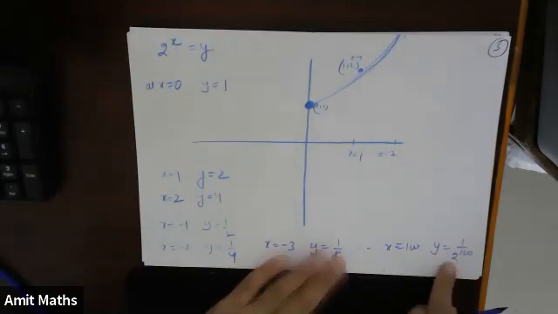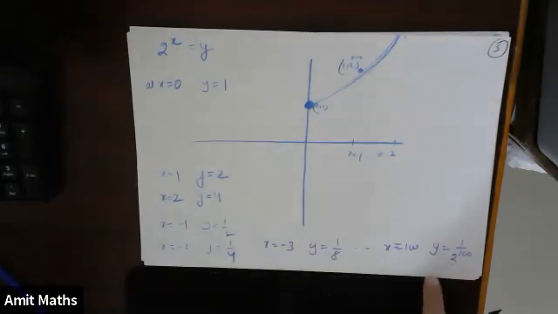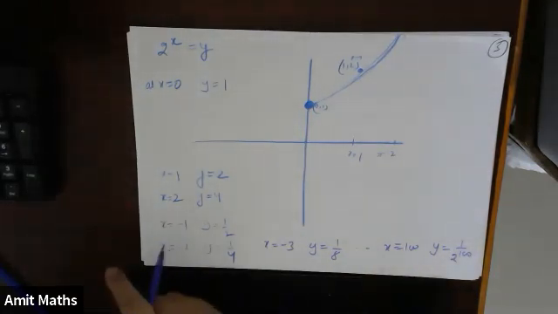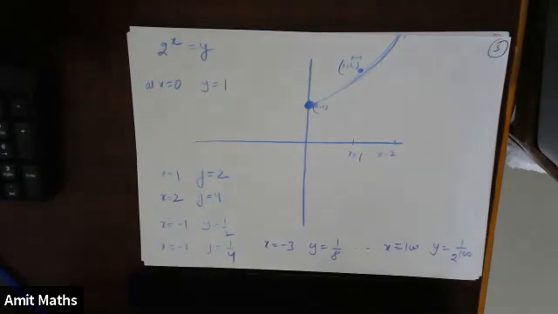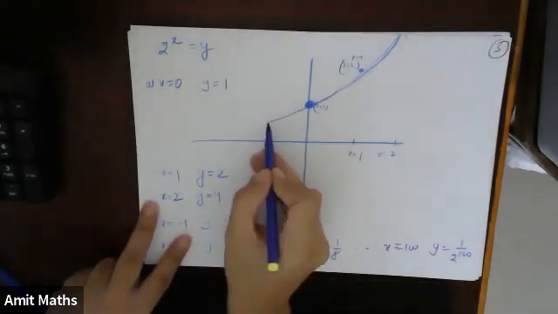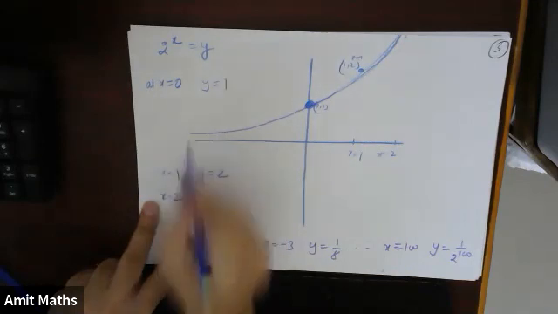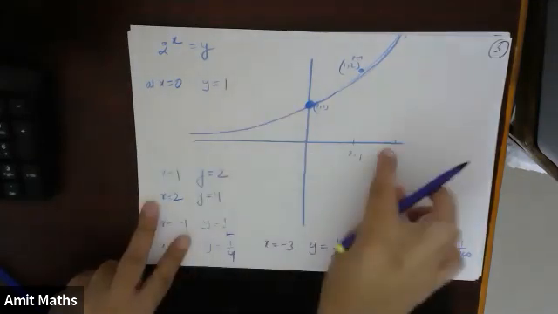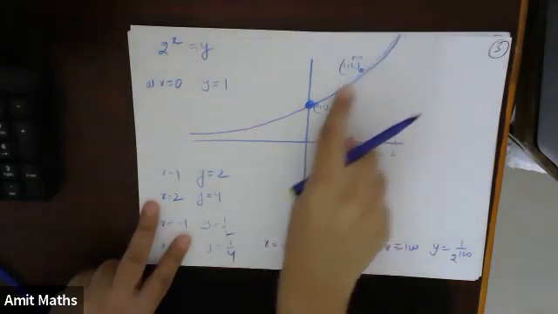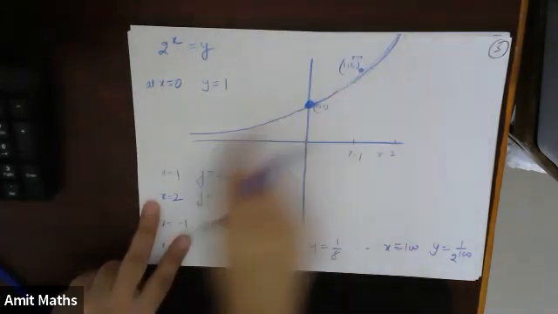That means as x decreases, as x tends to minus infinity, the overall graph decreases, but it will never be equal to 0. It will try to touch 0. That means on the left side, it will keep on decreasing, but it will never touch the x-axis. It will never become 0. Understood? So this will be the graph of the exponential function.